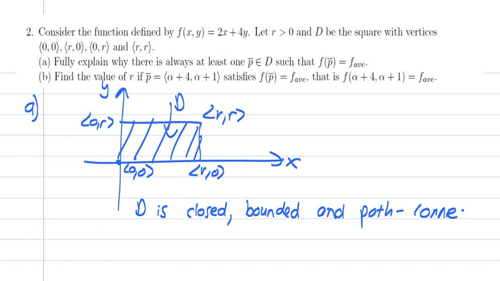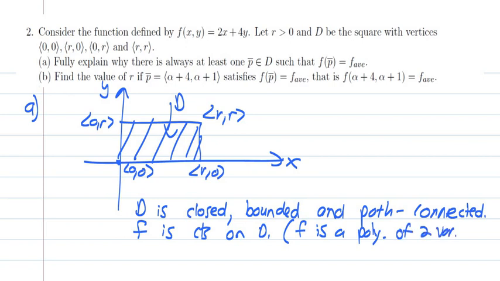Very important, all right? You have to mention all three. So D is a closed set, D is a bounded set, and D is path connected, all right? And now F is continuous on D. If you want to have a reason, you can say F is a polynomial of two variables.